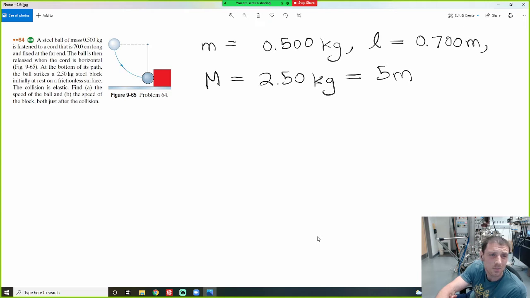So the first thing to do is to figure out the speed or the velocity, because we can just look at the picture and probably realize that the velocity is going to point to the right for the ball right before it hits the block. And we're going to do this using conservation of energy. So what we have is, let's say, E initial equals E1.